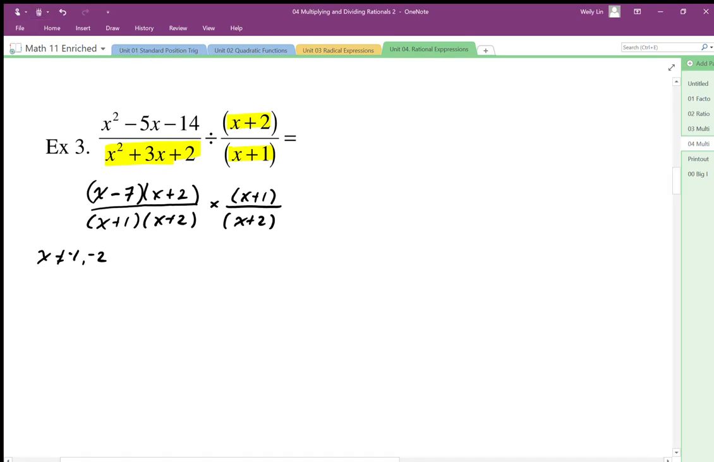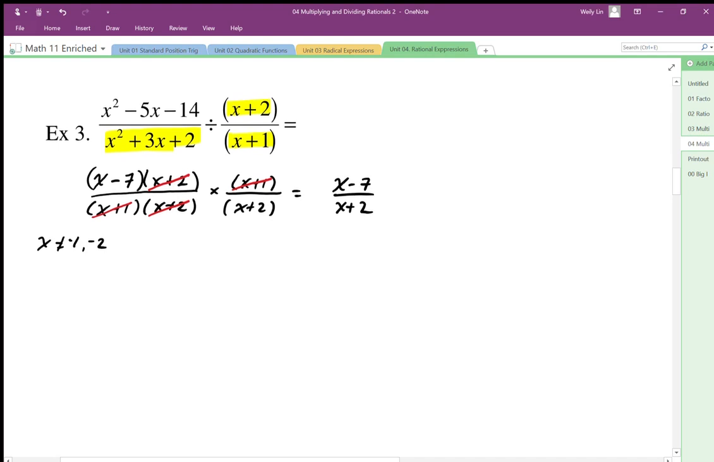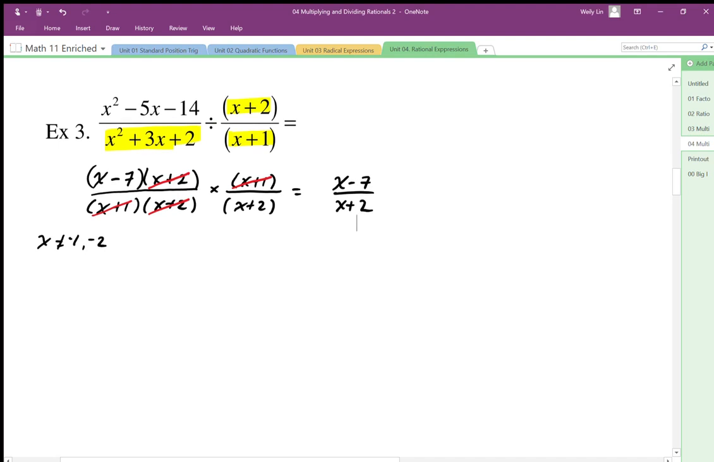From here we can see that we have lots of things that cancel out. We can simplify this fraction. We can simplify this times and divide. And we're left with x minus 7 in the numerator, x plus 2 in the denominator. So really these two expressions are actually exactly the same. If you were to graph, they will look exactly the same, except for there is something happening at the restrictions. Okay, but essentially they will be the same thing.